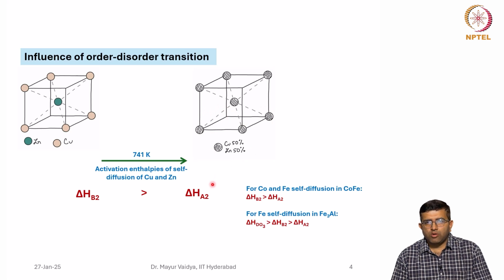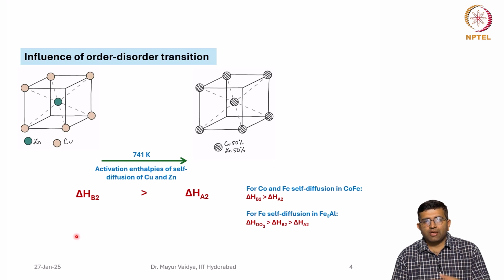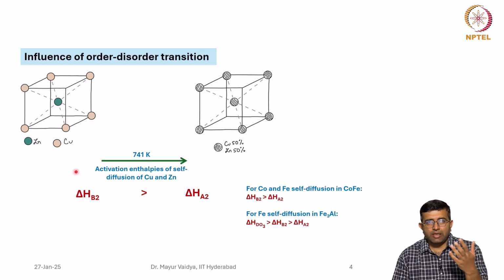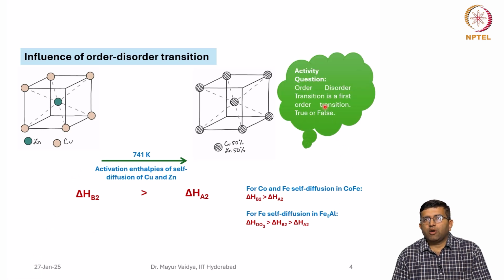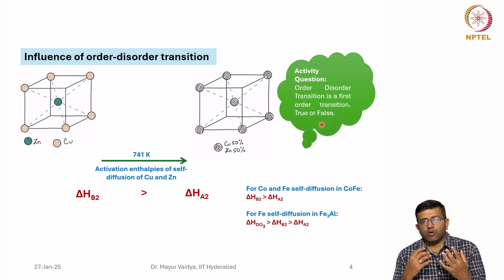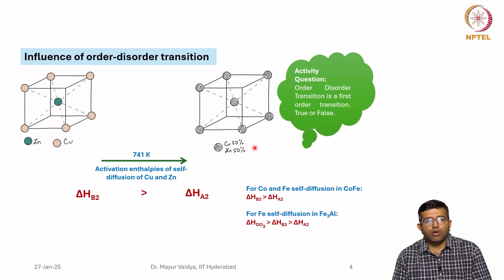You will be able to appreciate this more when we talk about the mechanisms, because you will understand why activation enthalpies are higher in the case of an ordered structure. So, there is an activity question for you: order disorder transition is a first order transition. Is it true or false? When we talk about phase transformations, we talk about first order and second order transitions, which are defined with respect to the changes in free energy. Find out for your own knowledge whether it is true or false.